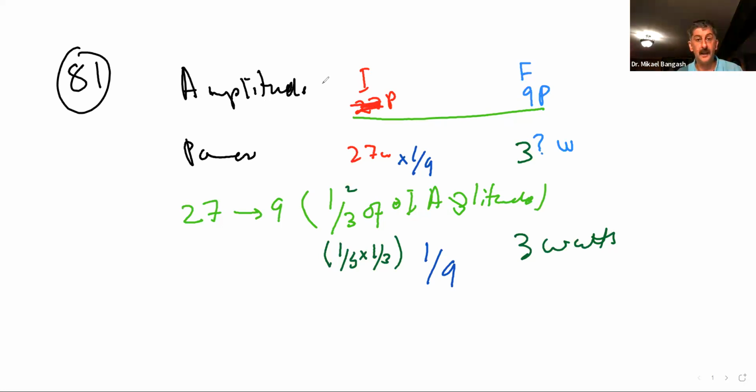You could say, let's say that our initial amplitude was 18 here, right? Okay. The power still remains the same, but they're still asking you, what is your final power?